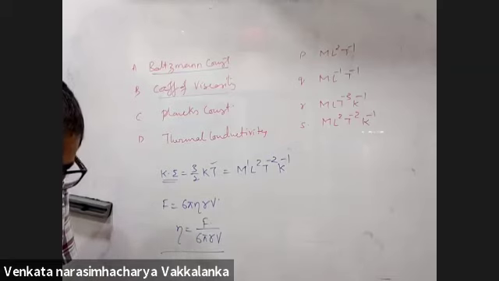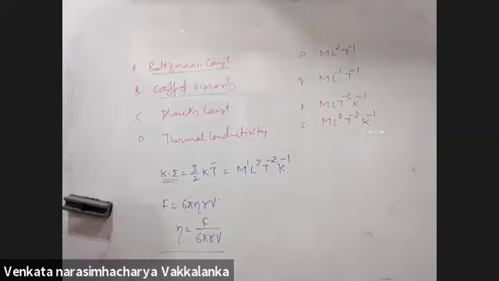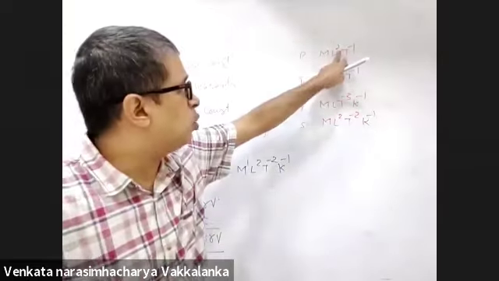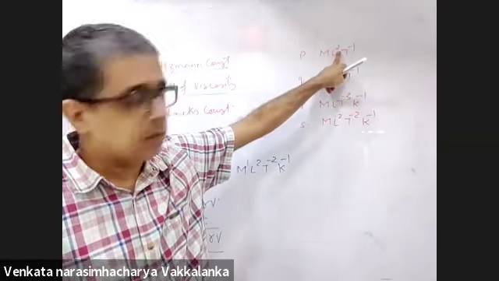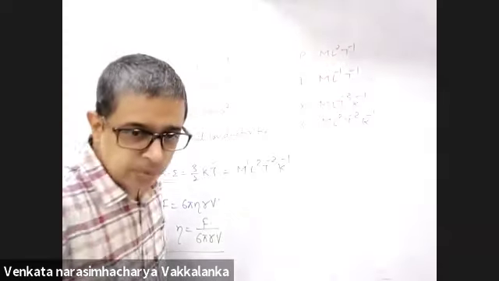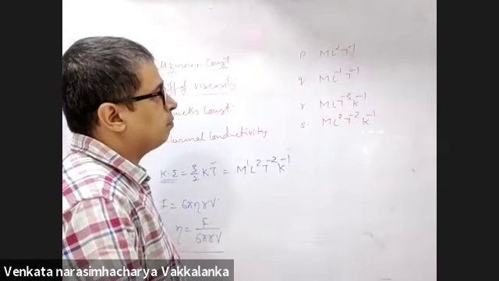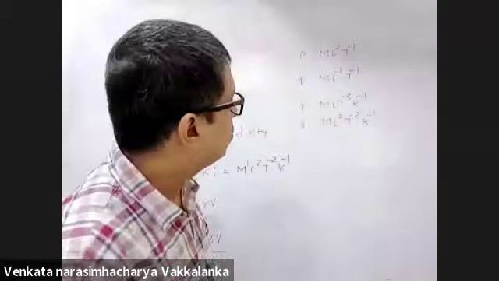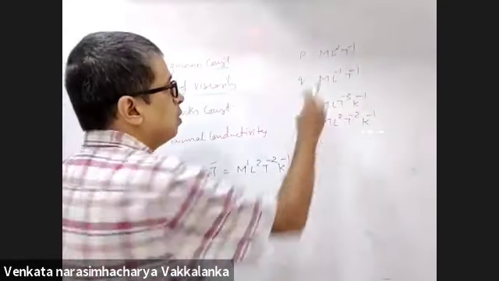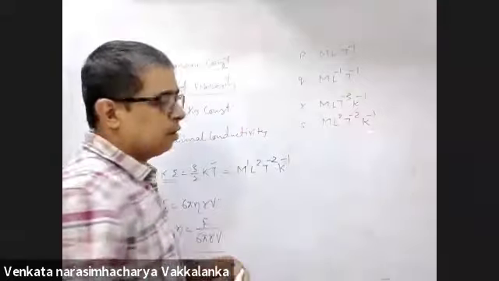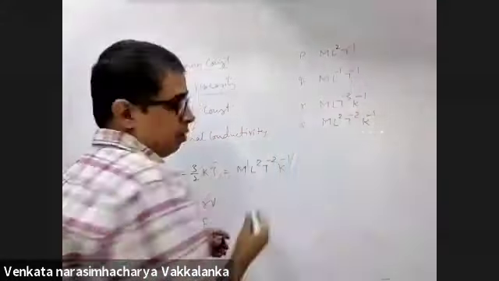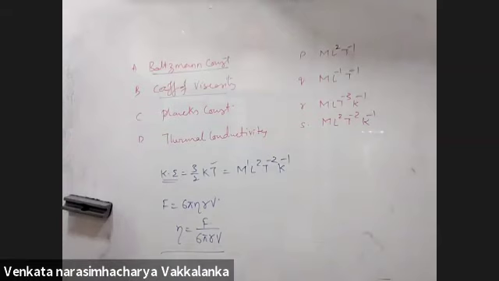Sir, P option should be M L T raised to minus 1. Yes, sir. Which one? P. L to the power 2 ही तो लिखा है ना यार. -2 होना चाहिए. सर, L raised to power 1 होना चाहिए. फिर से बोलो. L to the power 1 होना चाहिए. Are you sure?